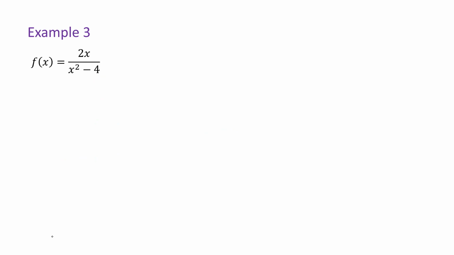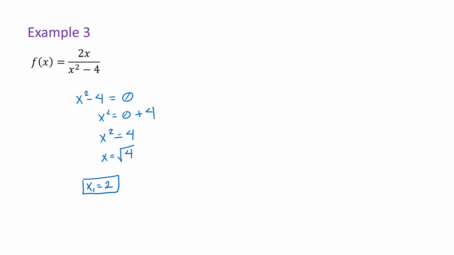Let's determine the vertical asymptotes of the rational function f of x equals 2x over x squared minus 4. First, we set the denominator equal to 0. The denominator is x squared minus 4, and we set it equal to 0. Then we solve for x. x squared equals 0 plus 4. x squared equals 4. x equals the square root of 4. And here we get two values of x. One of them is x equals 2, and the other one is x equals minus 2.